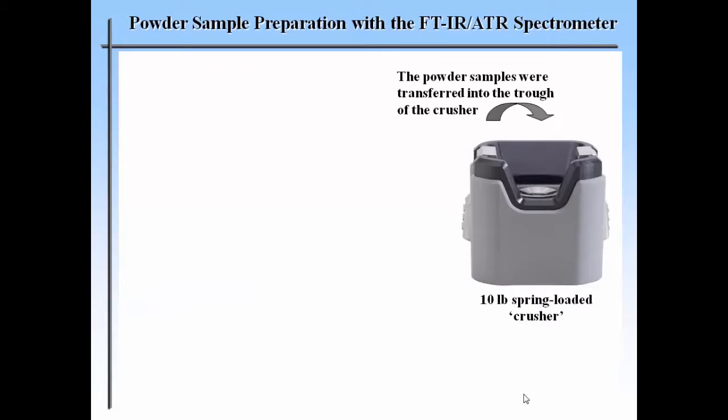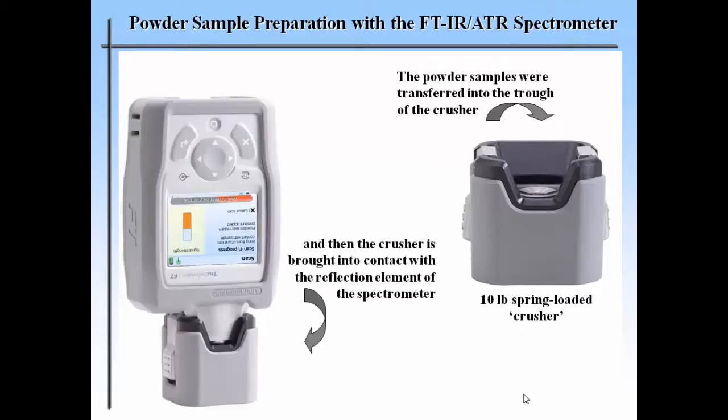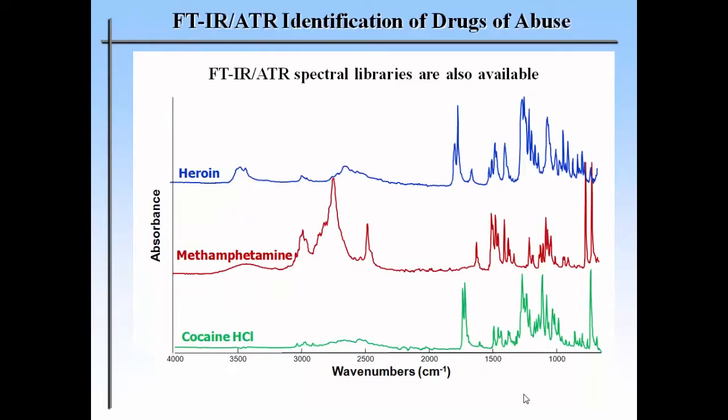So I told you, if you have hard samples, you have a specific crusher available. So you put your material in here, and then you press this crusher against the diamond surface of your FTIR ATR spectrometer in order to press the sample against the diamond surface. The diamond surface is mechanically and chemically very stable. So you will not be able to scratch it. They have also libraries, and they have software packages available.